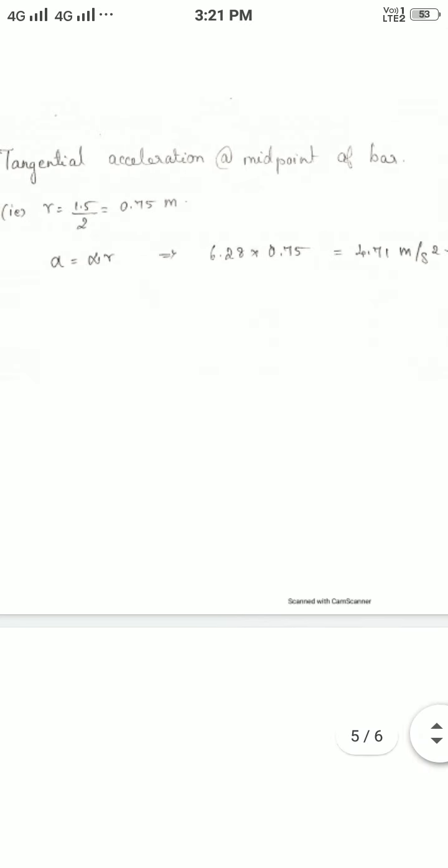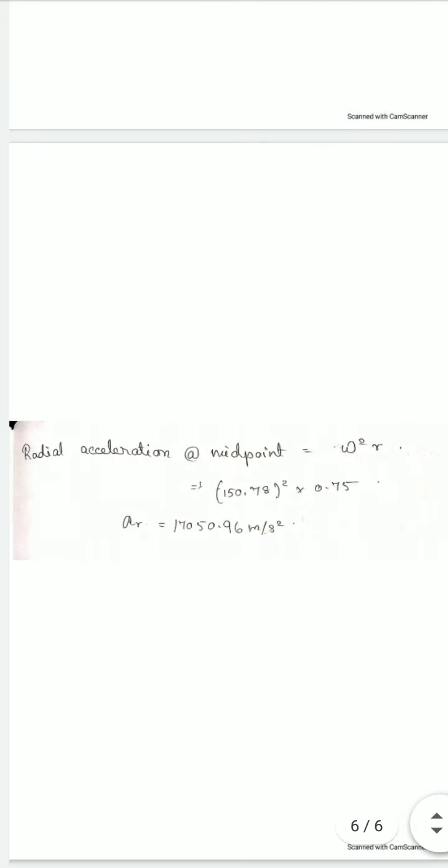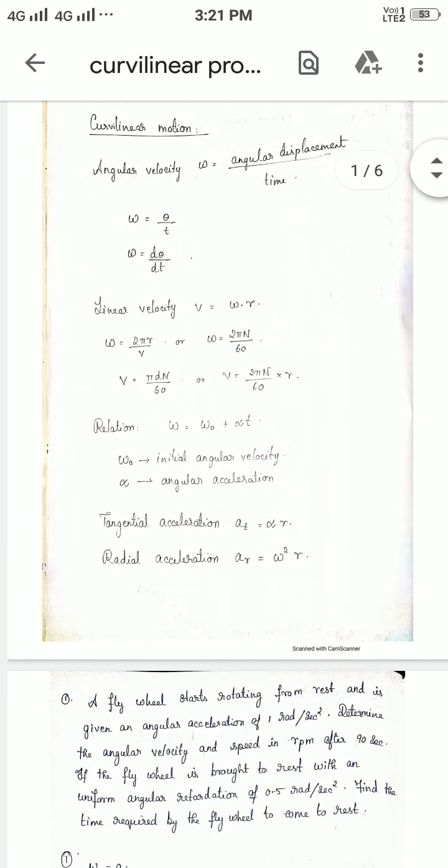Now the third part of the question, tangential acceleration, and the fifth one, they had asked you to find radial acceleration. The formula states that the tangential acceleration will be equal to alpha into r. For the radial acceleration, it will be equal to omega square into r. So substitute your alpha value and radius value to find the tangential acceleration. Similarly, for your radial acceleration, substitute your omega value and r value and find the radial acceleration. This is what your problems related to curvilinear motion are like. Go through this. Thank you.